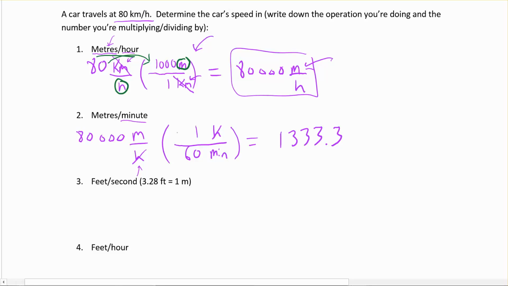And now my units that are left, what do I have? I cancel out my hours. I've got meters per minute, right? So that's what we were looking for. So this is going to be meters per minute. So that's that one. Okay, moving on down. Let's try the next one.